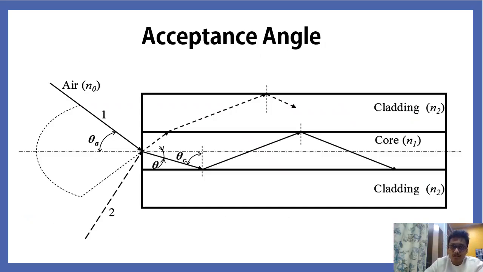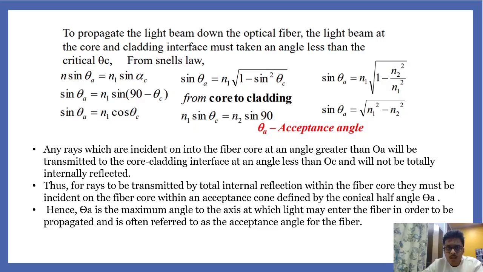The acceptance angle. The acceptance angle is the angle at which the light waves enter the optical fiber. If the light waves enter at an angle larger than the acceptance angle, the TIR will not be performed, and hence the light waves will not reach their destination. To propagate the light beam down the optical fiber, the light beam at the core and the cladding interface must take an angle less than the critical angle.